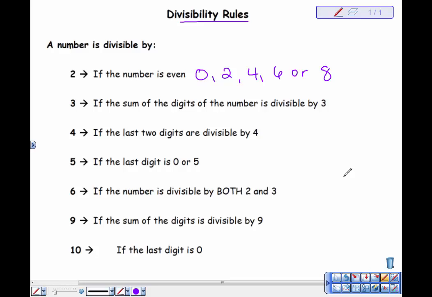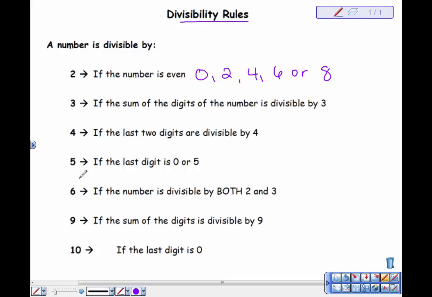For instance, let's try another one. I can do 312. It can be divided by 4 because 12, the last 2 digits, can be divided by 4. So see how the divisibility rules help you out? I already know, oh, that's pretty easy. I can do 2, 3, and 4.